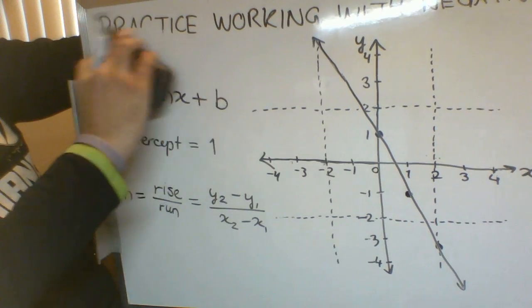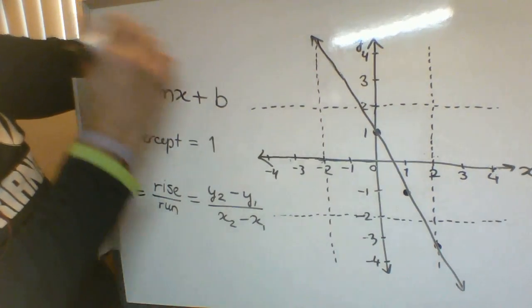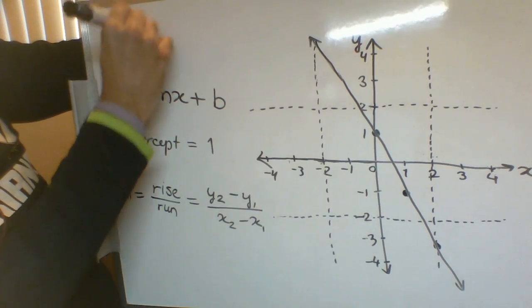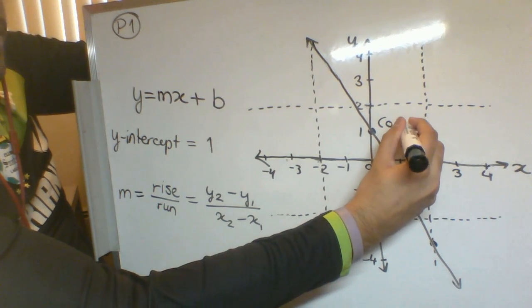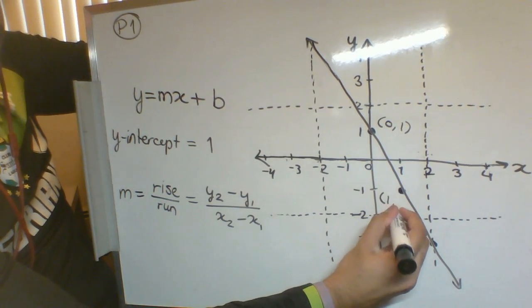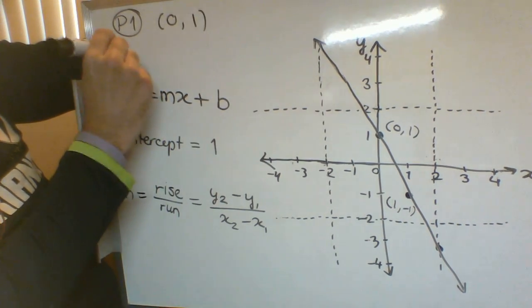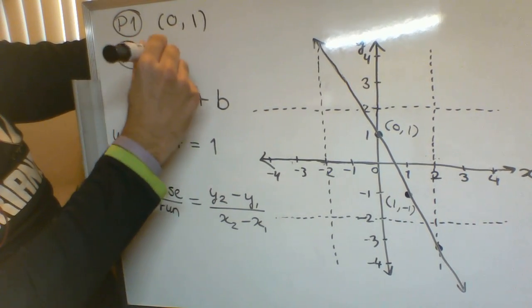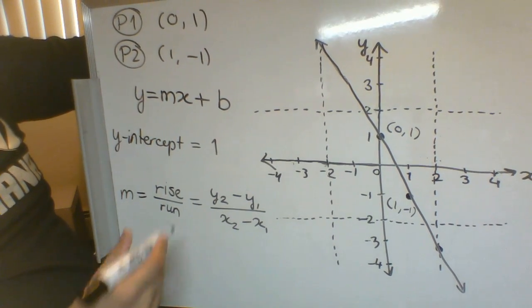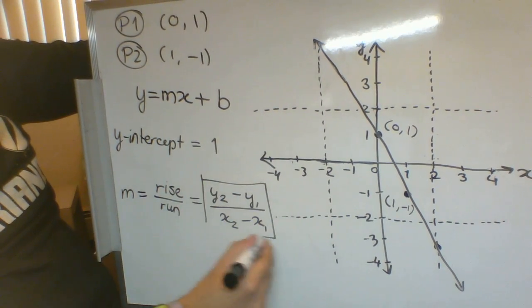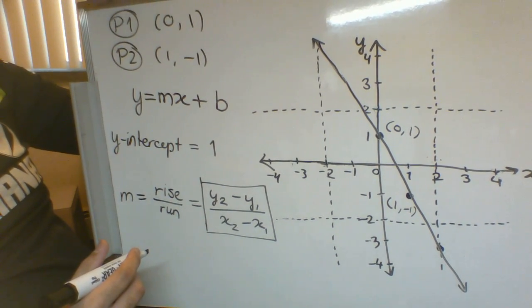All right, now let's just focus on those first 2 points. I'm going to get rid of our title so that I've got some space to put those points in. So point number 1 is going to be this first one up here. So this was the point 0, 1, and then this one over here was the point 1, negative 1. So there are 2 points, and we're going to use this equation down here, y2 minus y1 over x2 minus x1, to determine our slope.